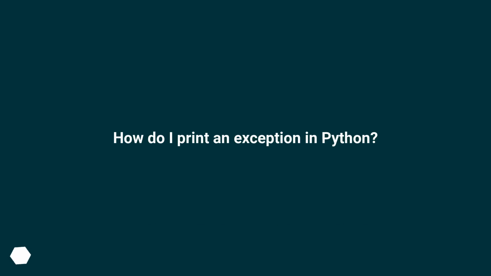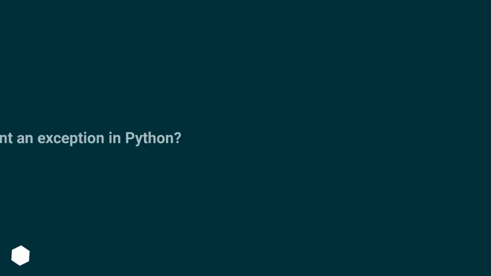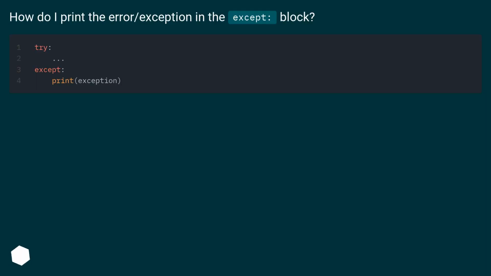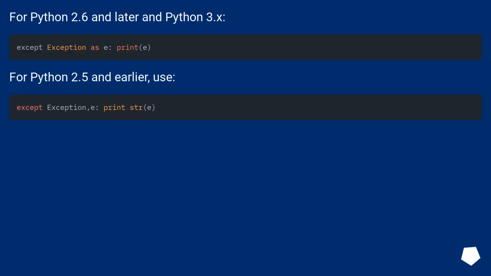How do I print an exception in Python? How do I print the error/exception in the except block? For Python 2.6 and later and Python 3.x.